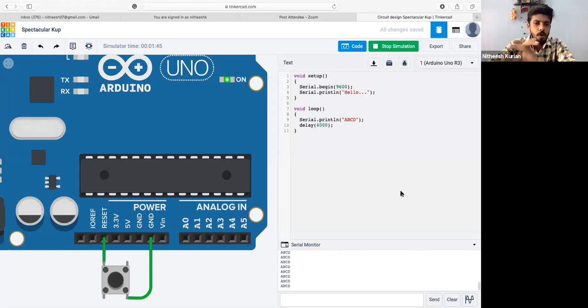To reset an Arduino, we have to give a ground voltage to the reset pin. Whenever you give a ground voltage, it will get reset and run the code once again from the beginning. That is why whenever we press the push button, the reset pin gets ground and the code starts from the beginning. That is why hello is printing again. Make sense? Is that clear? If it is clear, we will move on to another experiment.